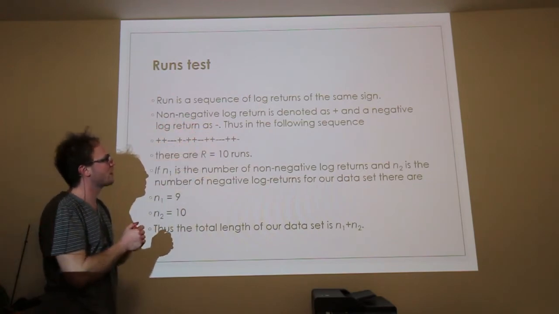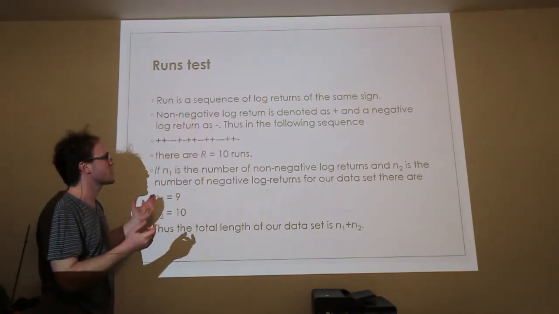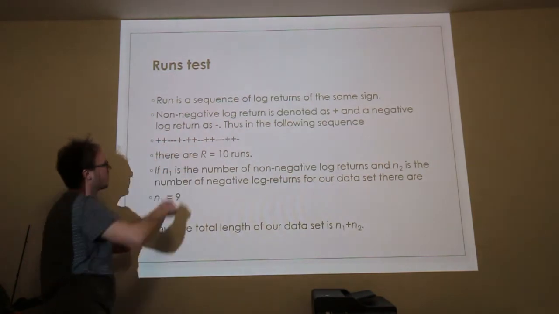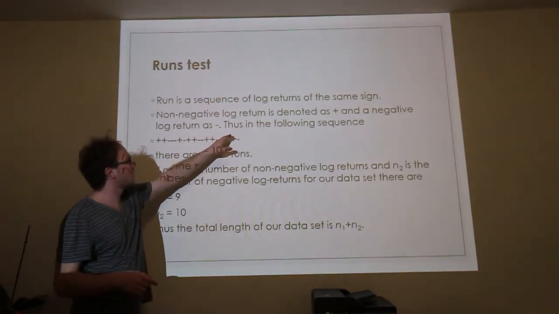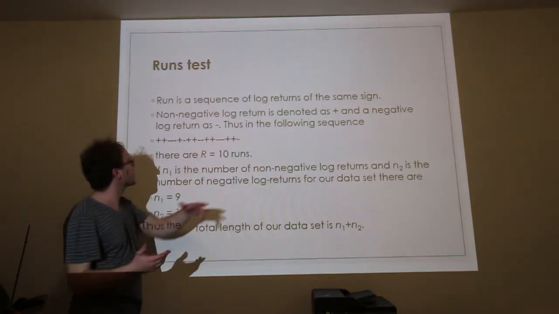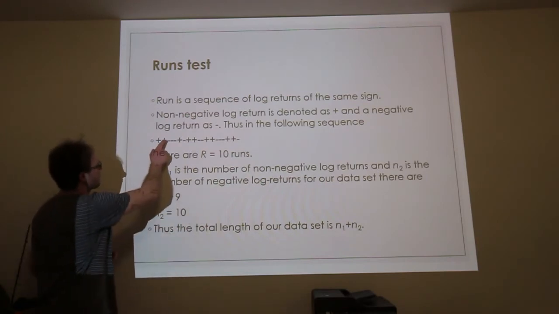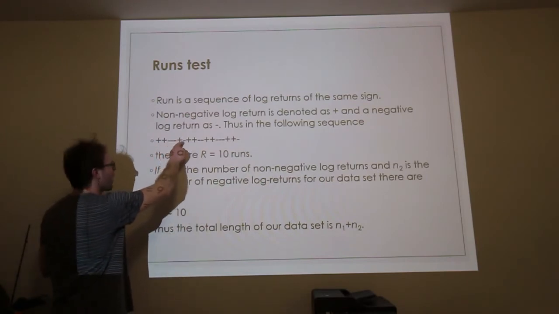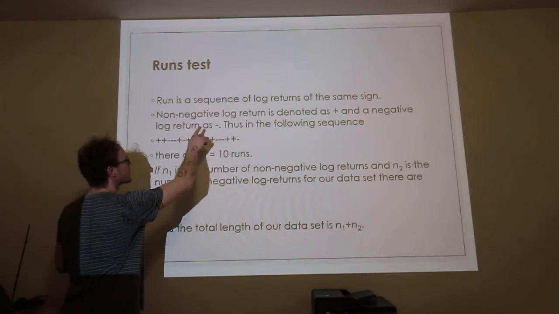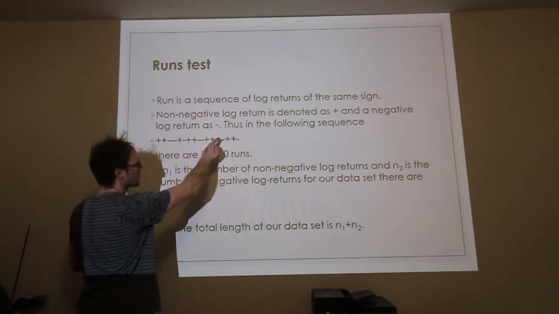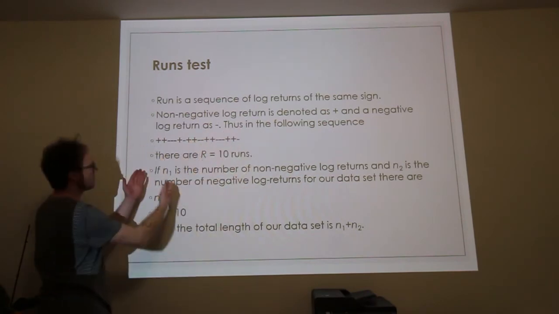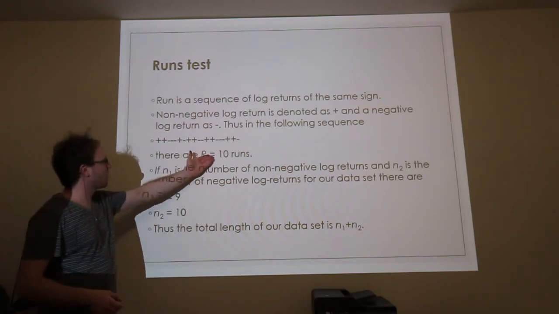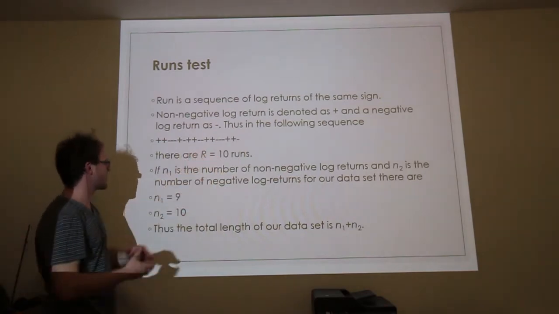Non-negative log return is denoted as plus, and the negative log return as minus. Thus, in the following sequence: plus, plus, minus, minus, minus, plus, minus, plus, plus, minus, minus, plus, plus, minus, minus, minus, plus, plus, minus. There are equal to 10 runs, yes?